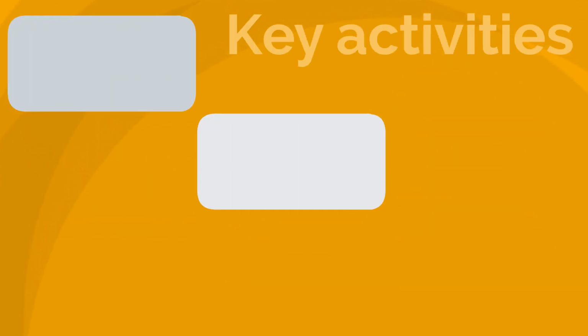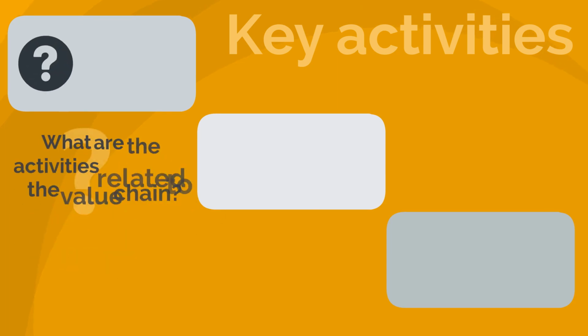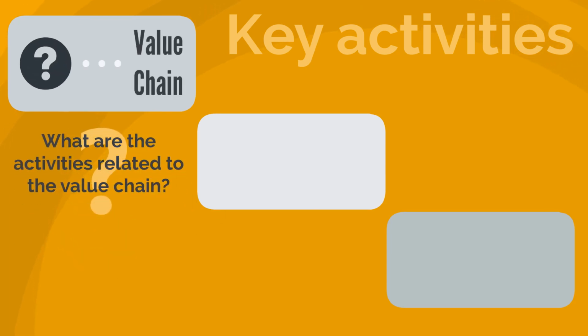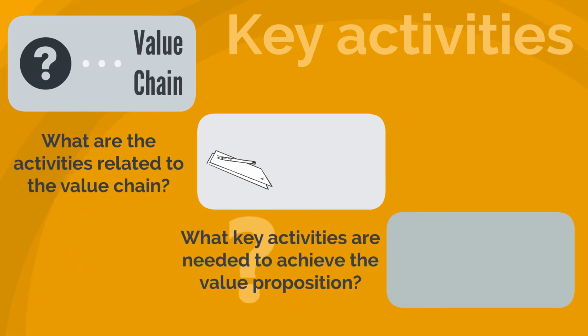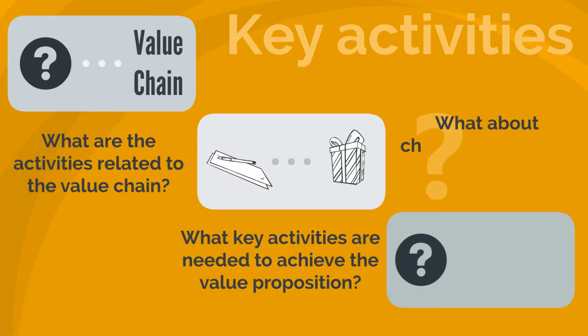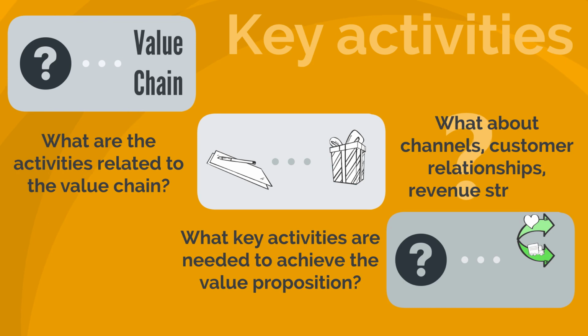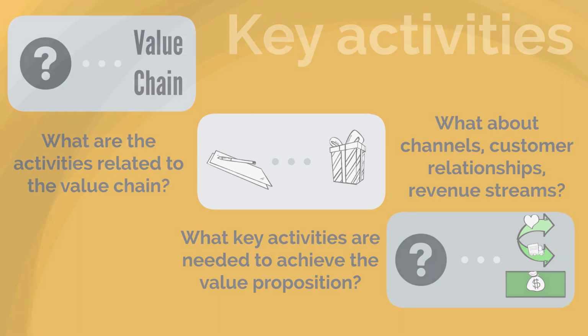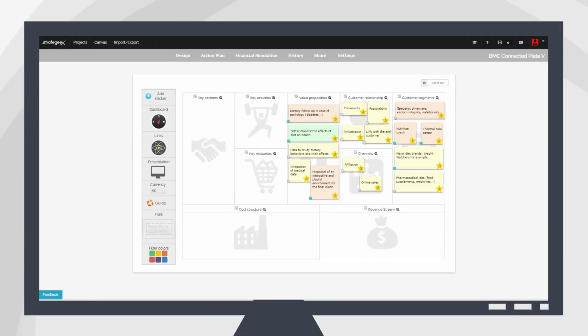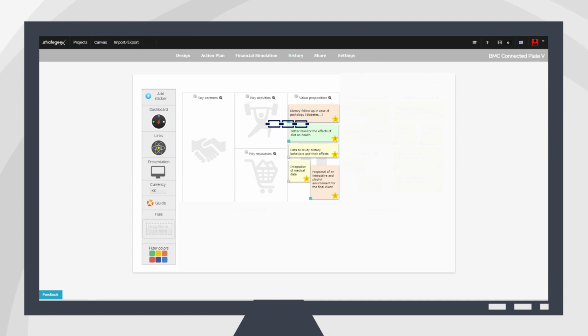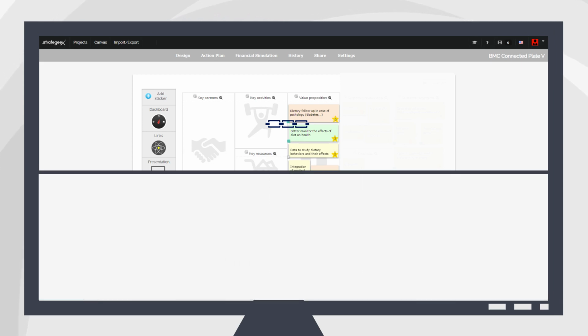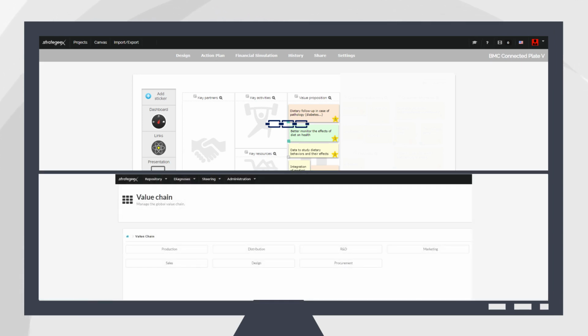In terms of key activities, the questions to ask yourself are: what are the activities related to the value chain? What key activities are needed to achieve the value proposition? What about channels, customer relationships, revenue streams? You will need to be mindful of how the elements of the value proposition relate to the identified activities. These activities are linked to the company's value chain: design, marketing, production.